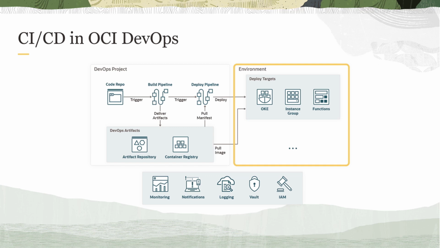Though several other observability and security elements such as monitoring, notifications, logging, vault, and IAM policies are also part of the CI/CD workflow, they will be covered in greater detail in the subsequent modules.